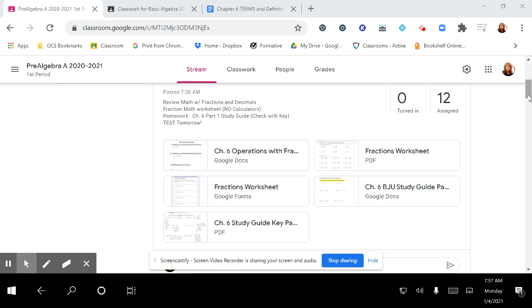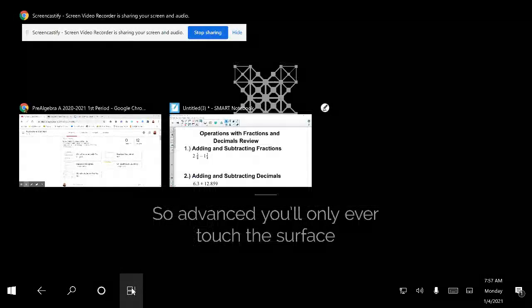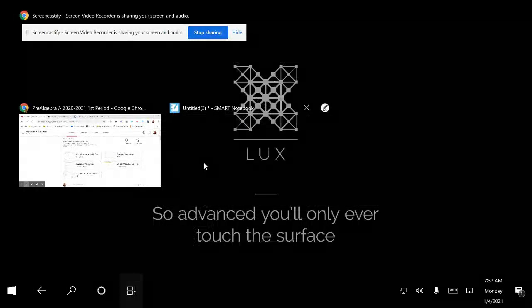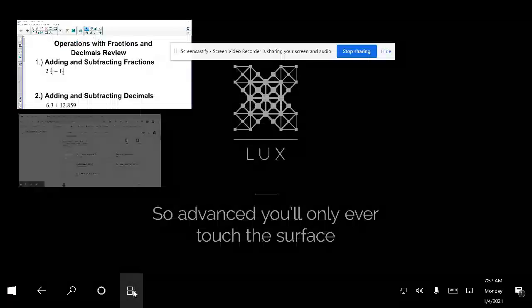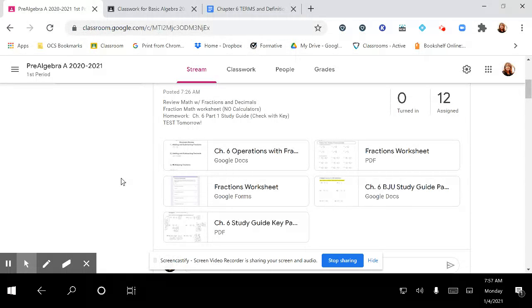Okay, Monday, January 4th, 2021 now. We finally made it. Today we're going to review fraction math, adding, subtracting, multiplying, and dividing fractions. We're also going to review decimal math, adding, subtracting, multiplying, and dividing decimals. And so you have a review sheet, and we're going to look at that in just a minute. It looks just like this, so make sure you have that out. But I want to talk about what's tomorrow, okay?